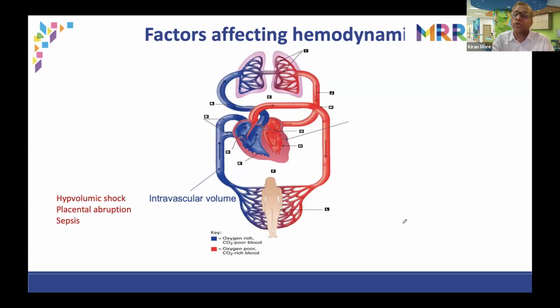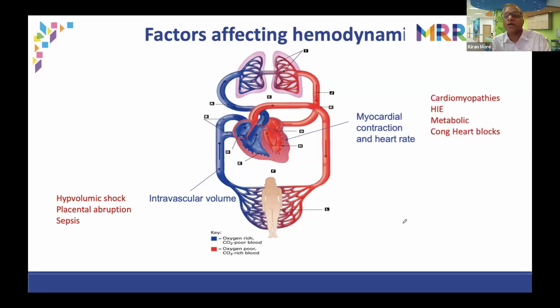Then your heart needs to contract adequately. So good rate and good contraction effect have to be there. So babies with HIE, cardiomyopathies, metabolic conditions, or congenital heart blocks, where the rate will be less, and in all the other previous conditions, the contractility will be less. So if the pump is not functioning very well, the blood output is less.